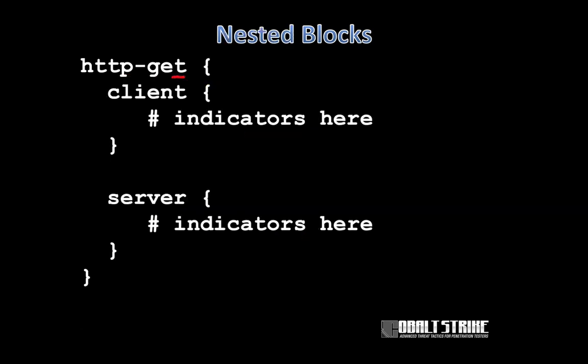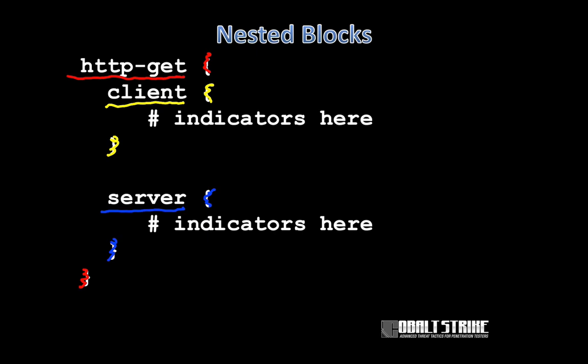We do have global blocks such as HTTP GET, which I explained a moment ago, but within each of our global blocks, there are sometimes nested blocks. And a nested block is a way of defining indicators for an aspect of what that block is controlling. So here we have the client block and the server block. And these are within the HTTP GET block.